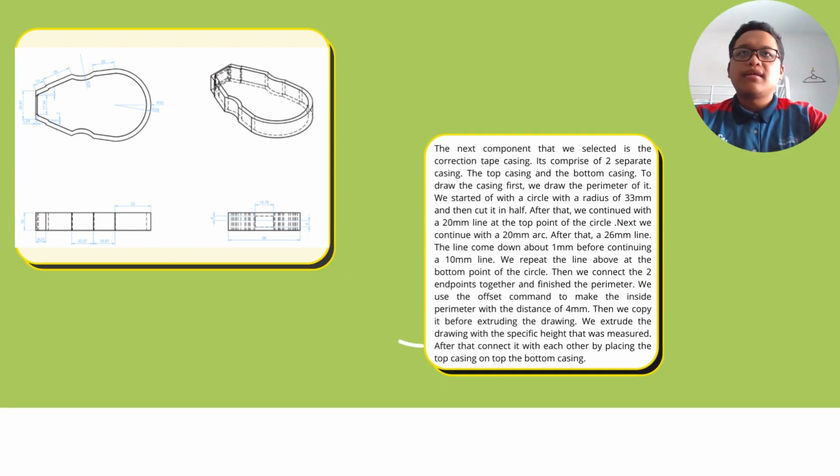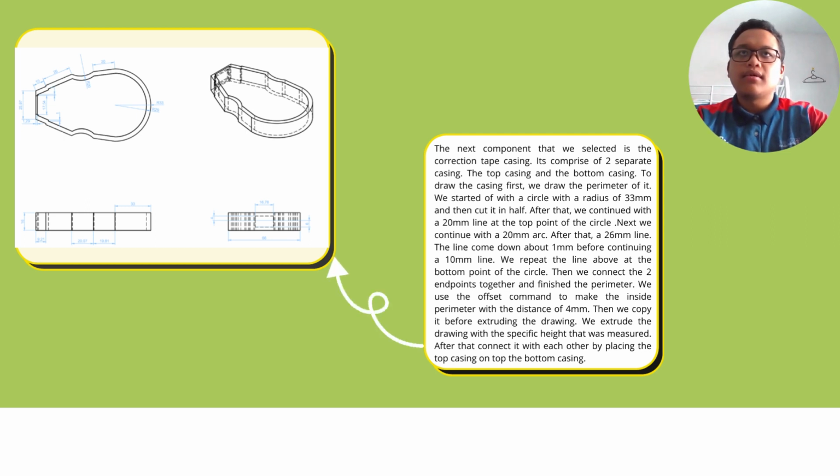The next component that we selected is the correction tape casing. It is comprised of two separate casings, the top casing and the bottom casing. To draw the casing, first we draw the perimeter of it. We started out with a circle with a radius of 33 mm and then cut it in half.